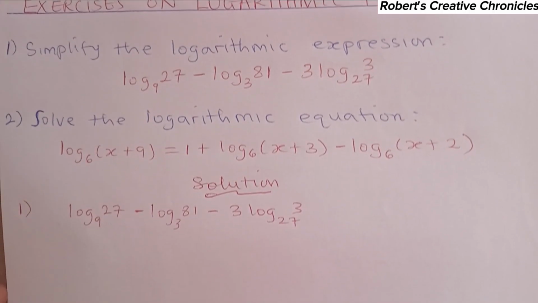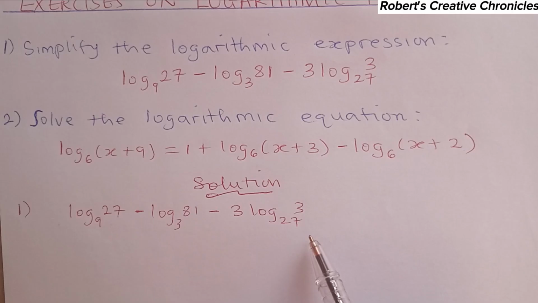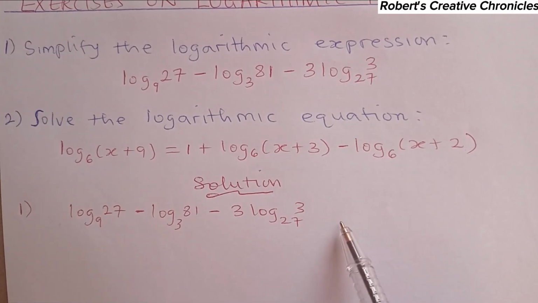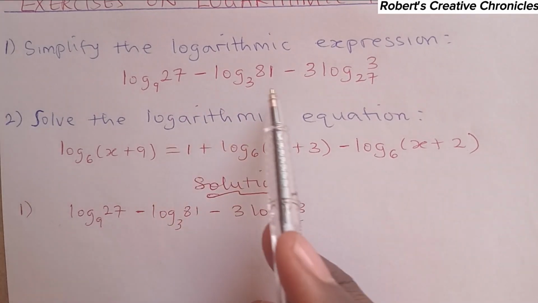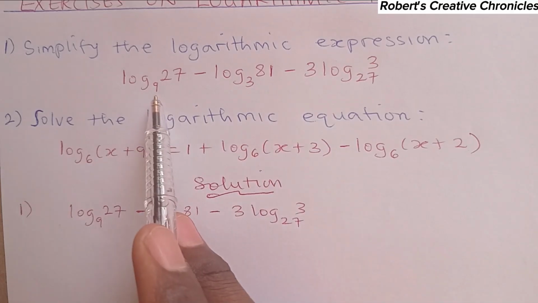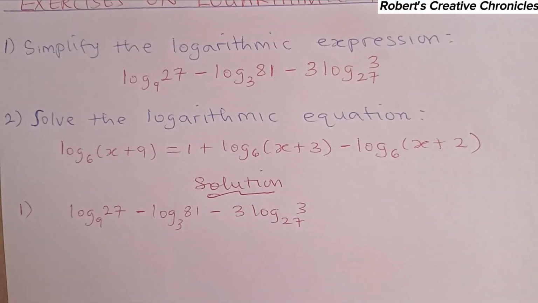Now, for us to simplify this, all the bases have to be the same. And it is easier for us to convert all the bases to base 3. You see, this one is 9, this one is 3, this one is 27. We'll convert the 9 and 27 to base 3.